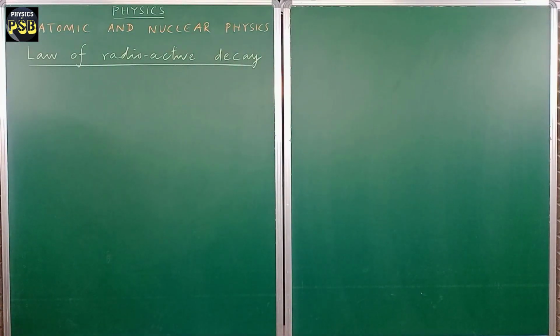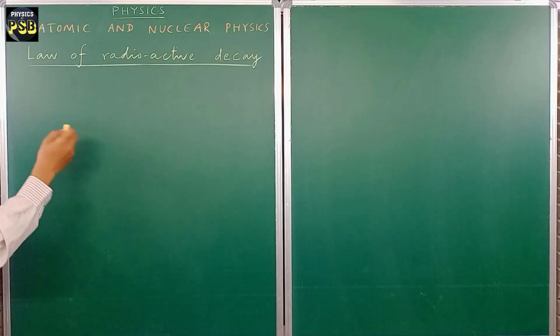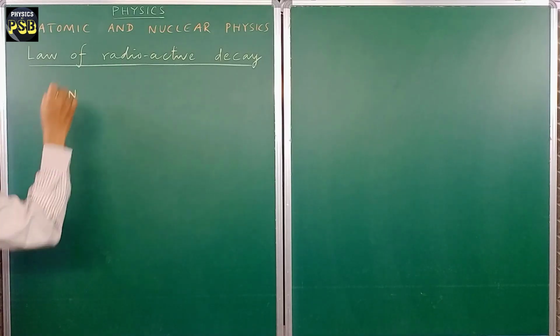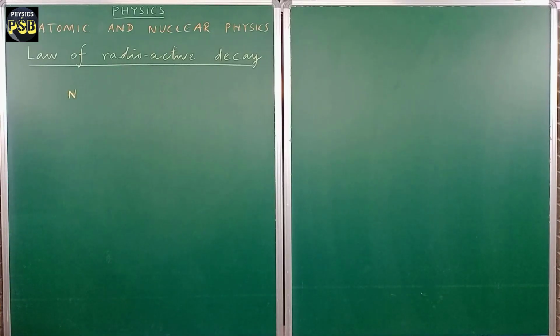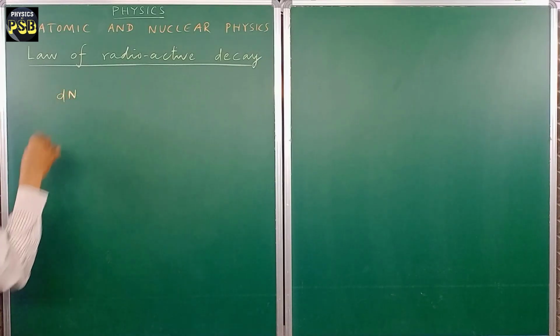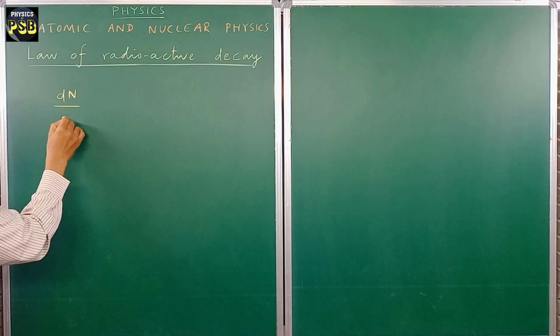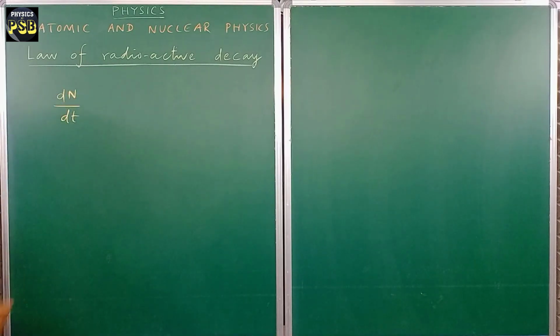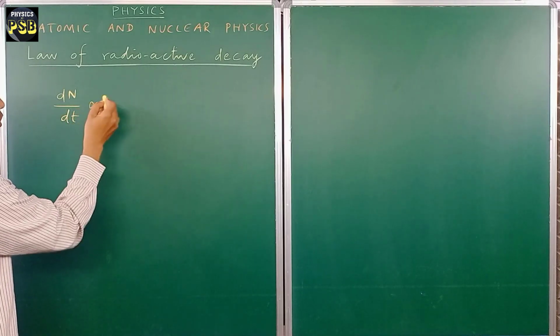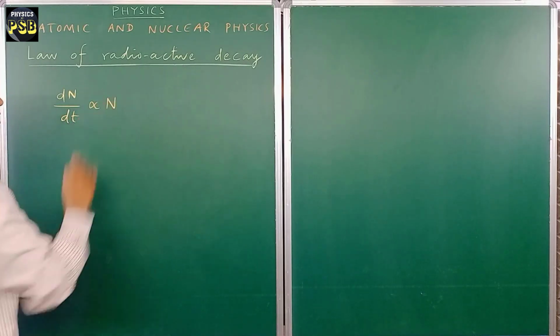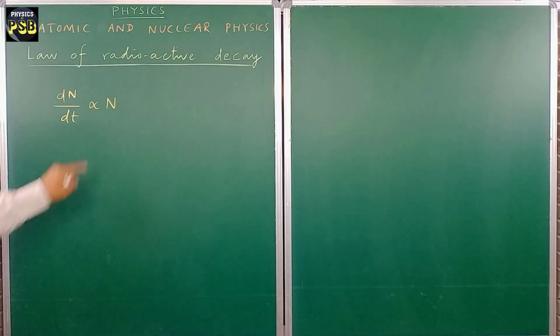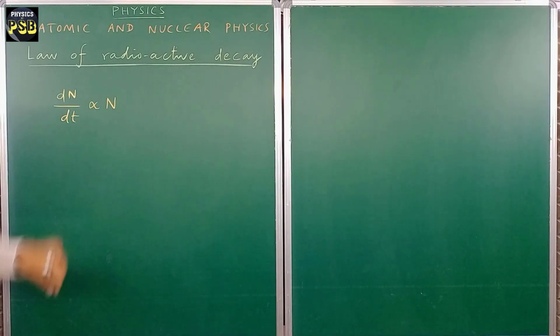For that, I consider N as the number of undecayed nuclei at any given time. Then the rate of decay, that is dN by dt, is found to be directly proportional to the number of radioactive nuclei present at that moment, at that instant.